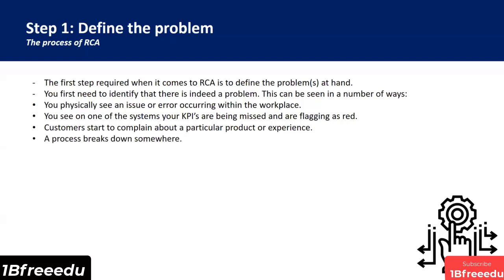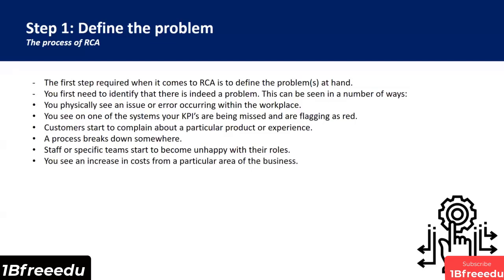You then have to investigate. A process breaks down somewhere. This will eventually, at some point further downstream, have a knock-on impact, which you can then start to see. Staff or specific teams start to become unhappy with their roles. You see more complaints from that particular team, more noise around the office around that particular team. You see an increase in costs from a particular area of the business. These are all things in which you can actually see something going wrong. You can see there's an issue or a problem, and this requires further investigation.